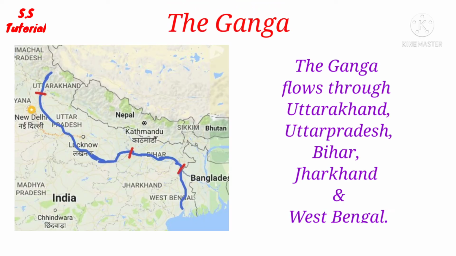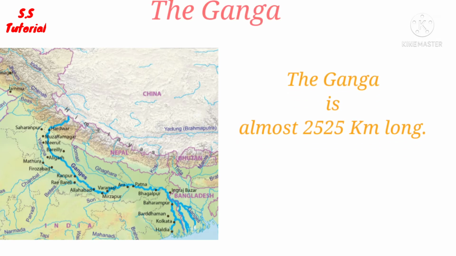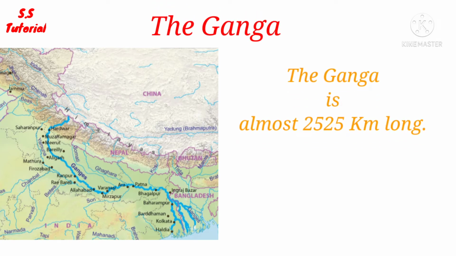The Ganga flows through 5 different states in India. They are Uttarakhand, Uttar Pradesh, Jharkhand, Bihar and West Bengal. And finally, the river discharges itself into the Bay of Bengal, near Sagar Island. The river Ganga has a length of 2525 km.